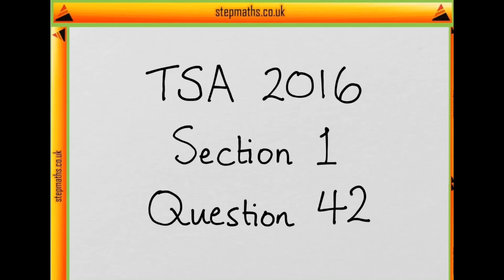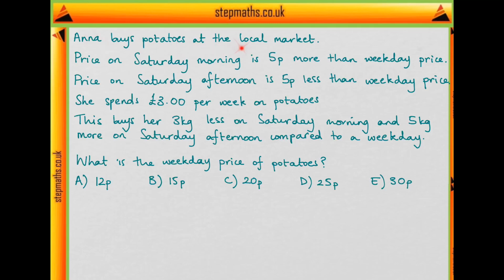Hi, this is question 42 on section 1 of TSA 2016. So Anna buys potatoes at the local market, and we're told the difference in price between Saturday morning and afternoon compared to the weekday price. And Anna spends £3 per week on potatoes, and we're told the difference between how much this buys her on Saturday compared to the weekday, and we want to know the weekday price of potatoes.